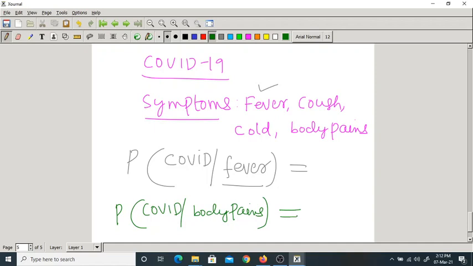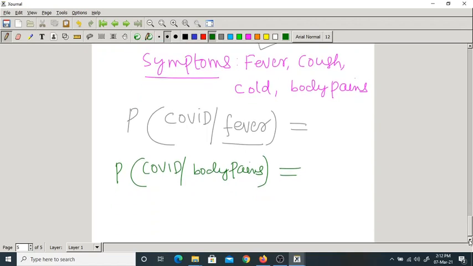Okay. Now sometimes they may ask you what the probability of getting COVID is given that he has got so many symptoms, maybe all symptoms: fever, cold, cough, body pains, something like that. Okay. So simply, what event has already occurred? Getting body pains, suffering from fever, etc. So that has already happened. Knowing that, we are finding the probability that he might be a COVID positive case. Okay.